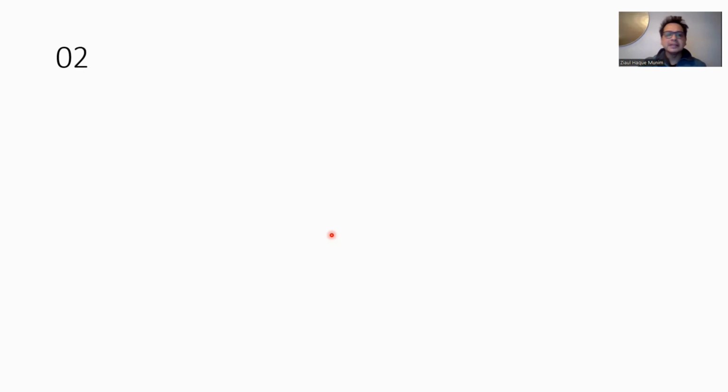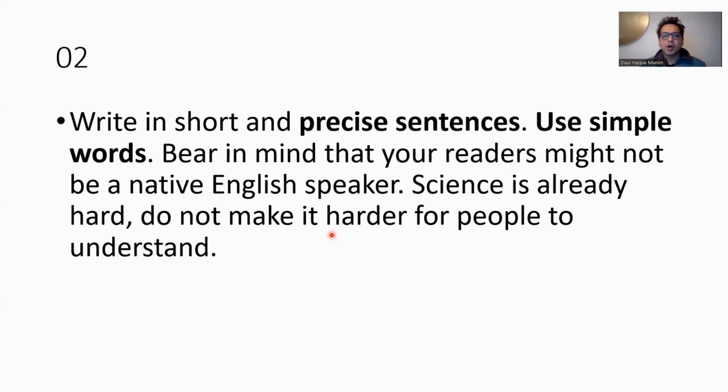Okay. Tip 2, write in short, precise sentences. Use simple words. Bear in mind that many of your readers might not be native English speakers, and science is already hard, so we should not make it harder for people to understand.